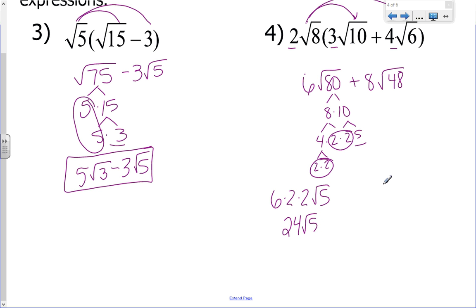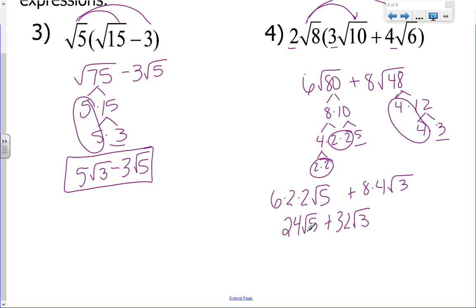Now I've got to do that again over here. I would love to have a 5 under here, but 5 does not divide into 48, but 4 does. I'm not going to break down that 4 because 12 has a 4 in it. So now I have a pair of 4's that I can bring together. And then I have that 3 by itself. So this is going to be plus 8 times 4 when we bring down the 8, and when we bring over that 4 from outside the radical, but then we still have 3 under there. 8 times 4 is 32 square roots of 3. I don't have the same number under the radical, so that's where my answer stops.